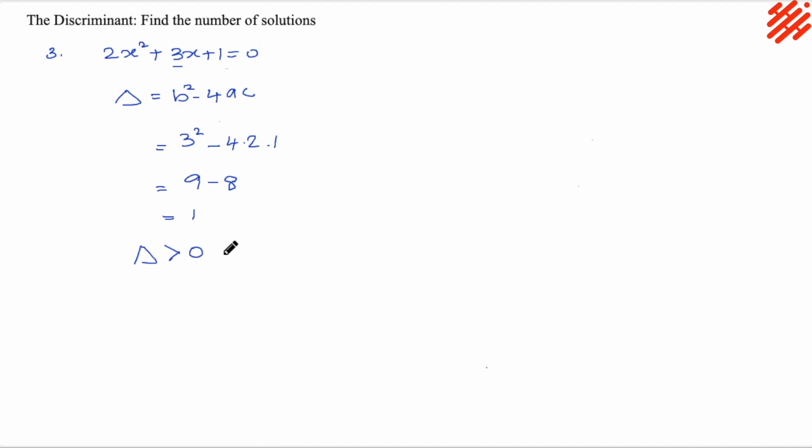So whenever the delta becomes greater than 0, meaning it has two distinct roots. Two distinct roots. So how to find the distinct roots?